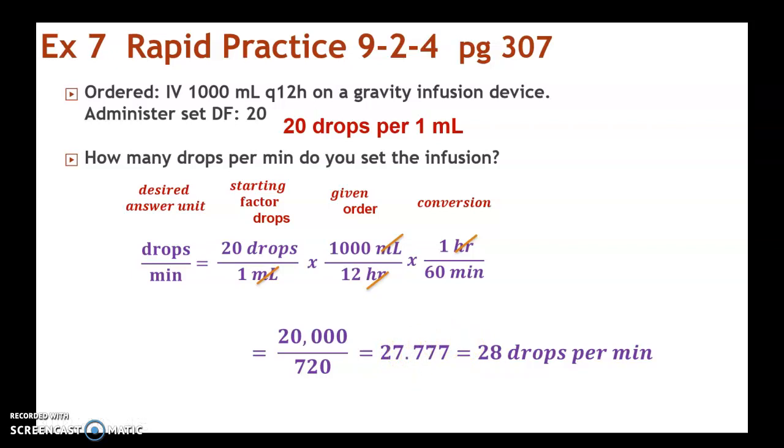You are going to have to literally sit there and count the drops. So we're not going to be able to count 0.77777 of a drop. We're just going to go ahead and round that to a whole number. So if we stop at the 7 in front of the decimal, that number after the decimal is 5 or greater, so it makes our 7 bump up. We're going to call it 28 drops per minute.